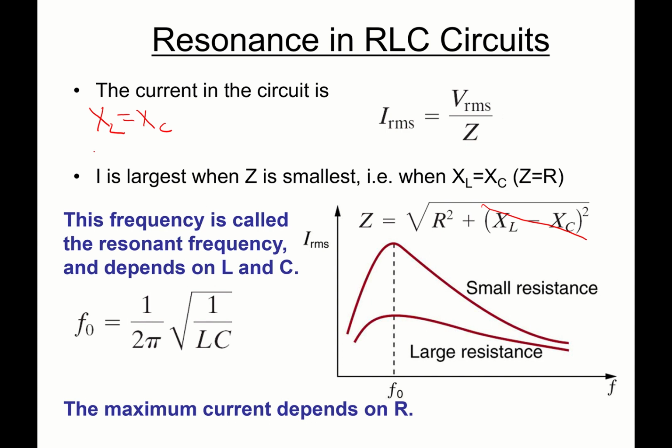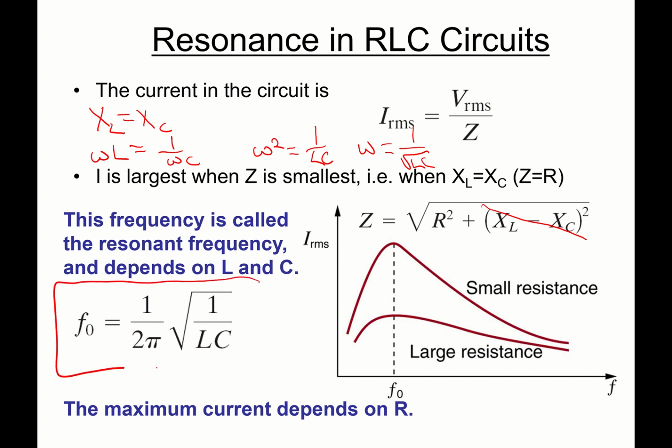XL is omega L, XC is 1 over omega C, so I get that omega squared is equal to 1 over LC, or omega is 1 over the root of LC. If I want to solve that for frequency f, I divide omega by 2 pi, and I get the equation you see there on the bottom left, that the resonant frequency is 1 over 2 pi times the root of 1 over LC.